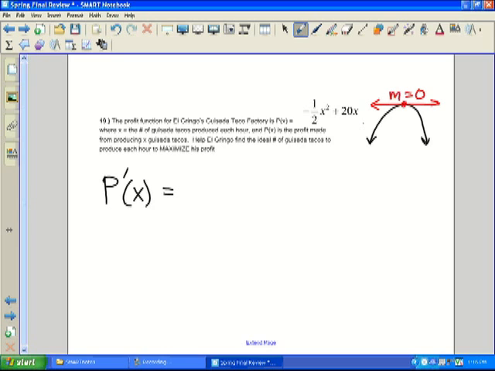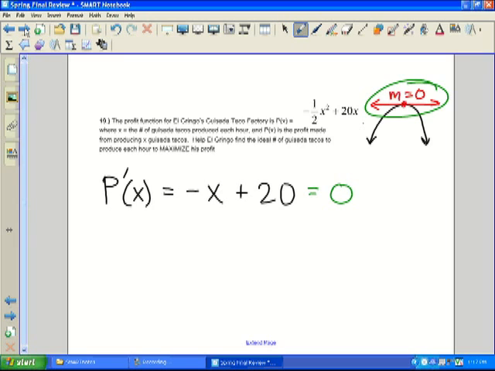Well, here the derivative of negative 1/2 X squared is going to be negative X. And then the derivative of 20X is just 20. And again, because of this, what I'm interested in is when does this equal zero? What x value makes that equal to zero?